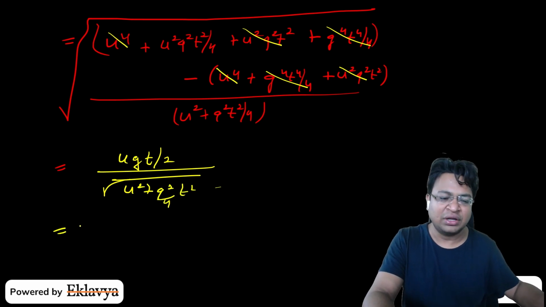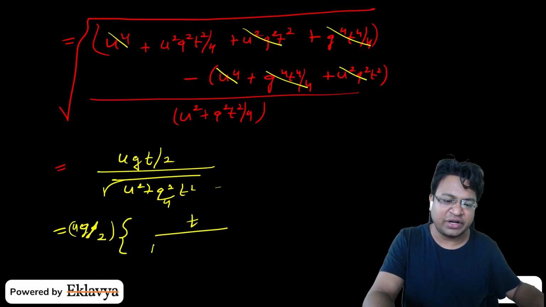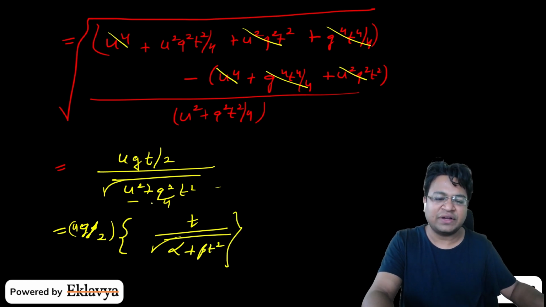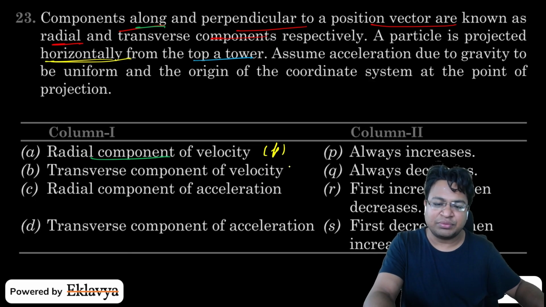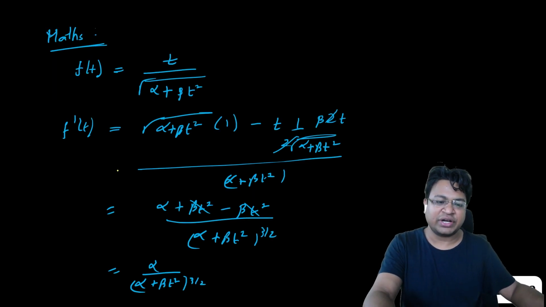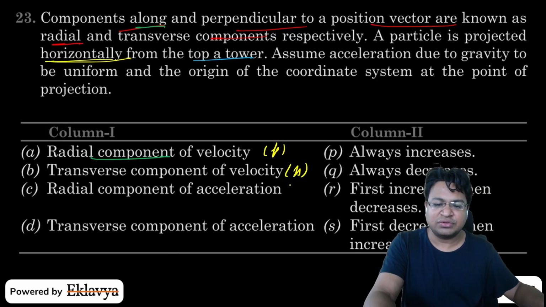Notice that it has this form, like you take out ug divided by 2 as a constant, so it is t divided by root of some alpha plus beta t square kind of form, where alpha is this and beta is all this. And we've already checked that this is an increasing function. So we can say that the transverse component of the velocity also increases. Here we checked it that this is an increasing function, so we are using it now.